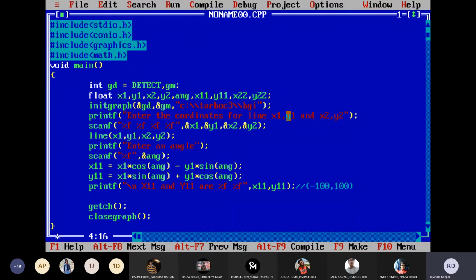So here we need to convert the angle into radian. As of now, whatever angle I am giving, after all it is an integer value only. It is not converted. And to convert your angle, you need to multiply your angle by pi by 180.